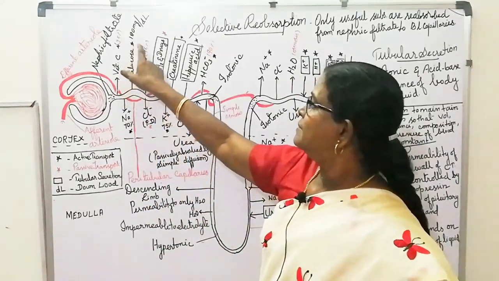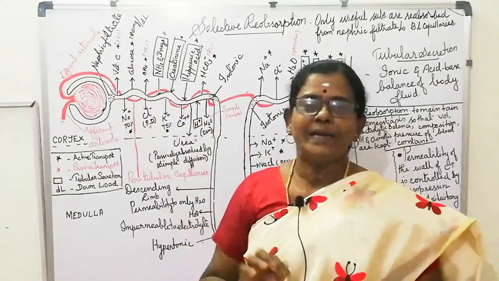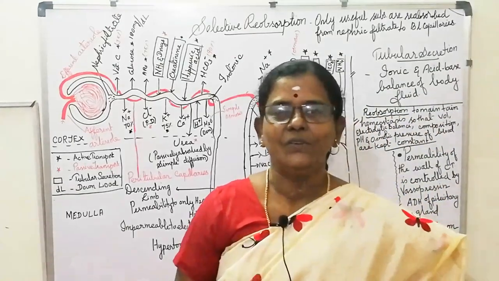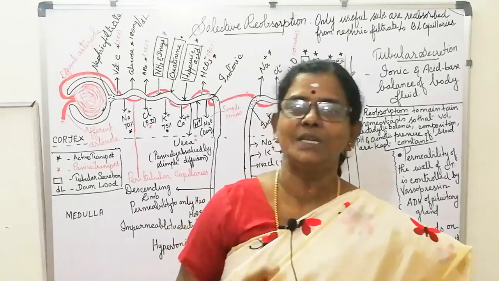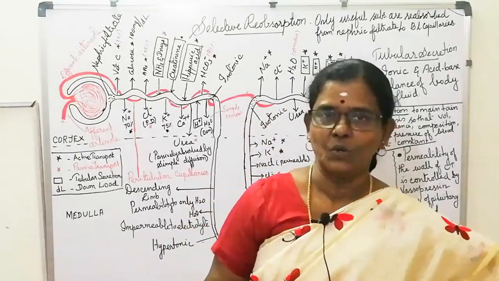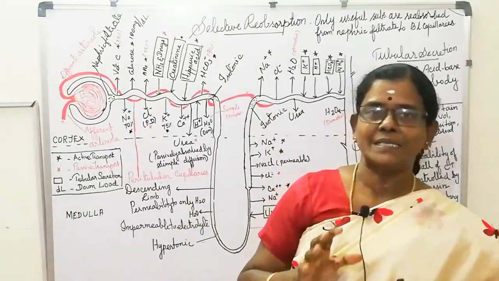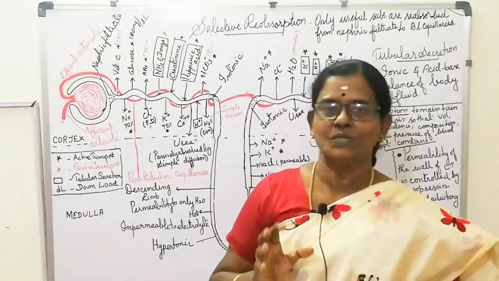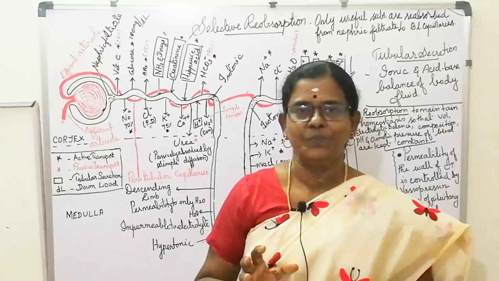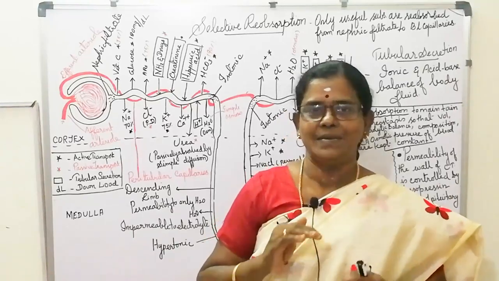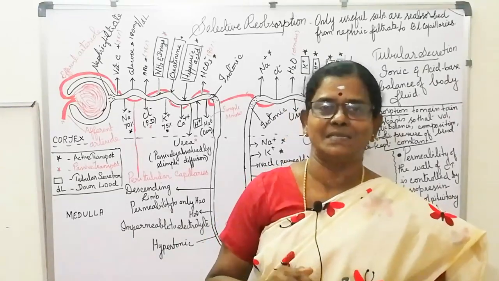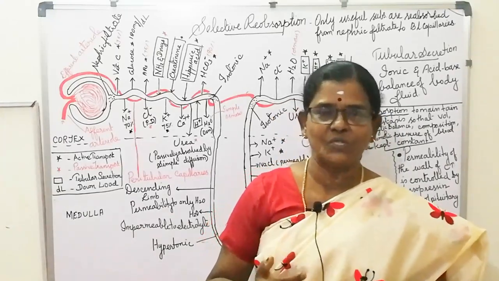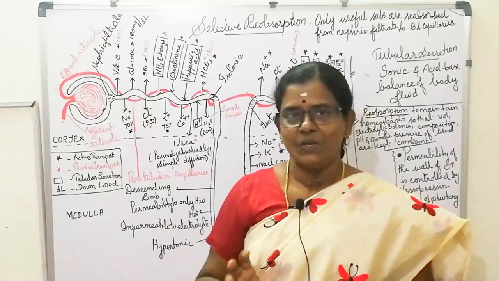Here, glucose is reabsorbed at 180 milligrams per minute. If the filtrate has more than 180 milligrams of glucose, only a maximum of 180 milligrams is reabsorbed per minute. There is a maximum limitation, and the excess glucose is eliminated with urine.